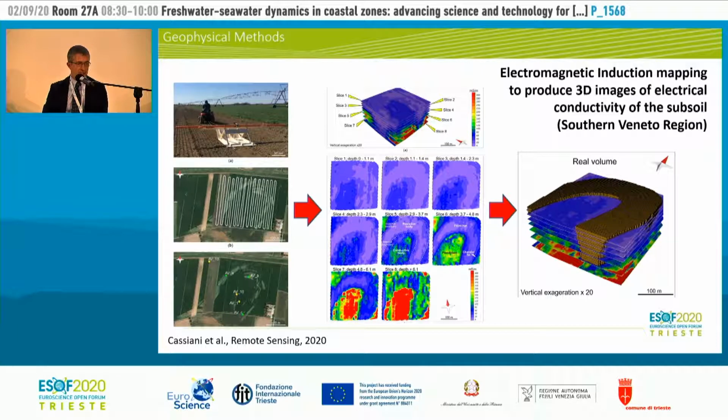And what you see here on the left is an example of fairly large-scale, ground-based mapping of an area in the southern Veneto region, where we collected data in a multi-component, multi-coil arrangement. So we have enough information to produce a three-dimensional reconstruction of the subsurface. In this case, it is a paleo meander that has been filled by finer sediments and coarser sediments, and then you produce the conceptual model of the structure based on this data.